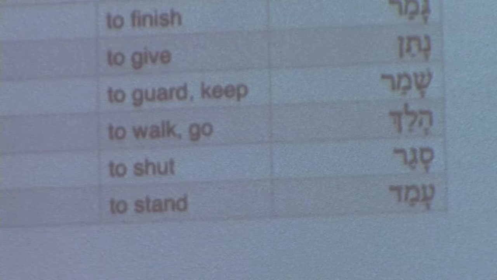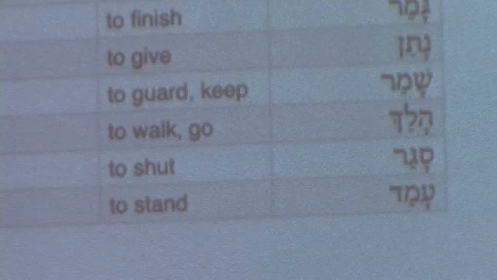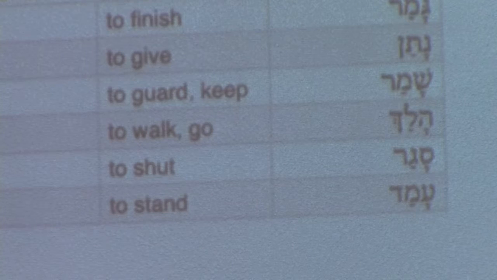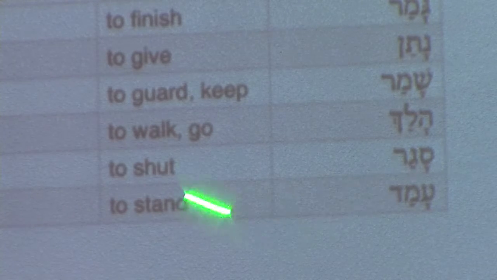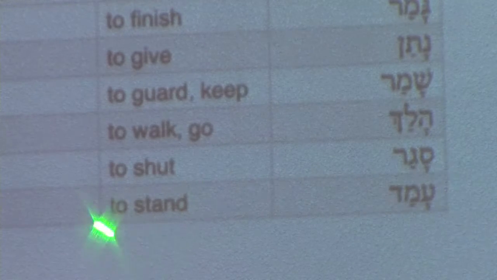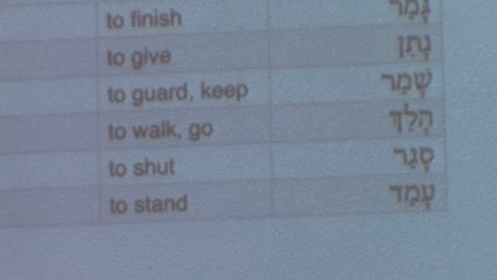Cigar. And then you go cigar, and then get your roll in there. Cigar. To stand, amad. Amad. Now, one of the things that's going to trip you up sometimes is when you get words that are really close to similar, like amad and lamad.